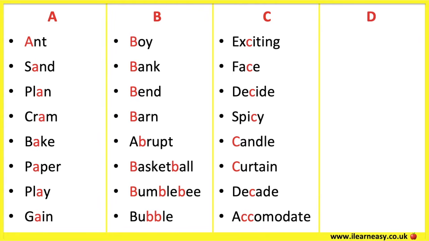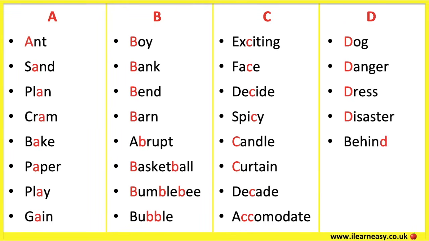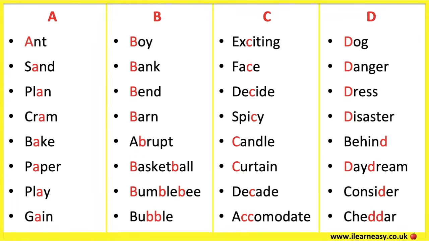The letter D makes a D sound. For example, dog, danger, dress, disaster, behind, daydream, consider, cheddar. The double letters make a one-letter sound. Cheddar.